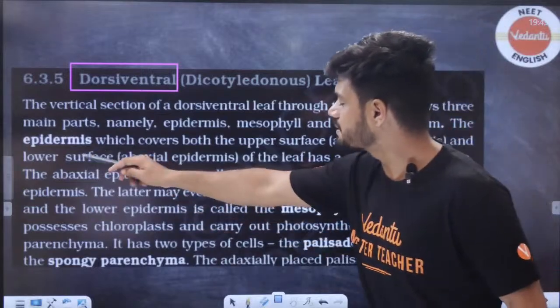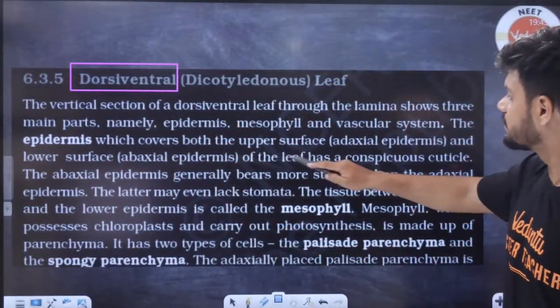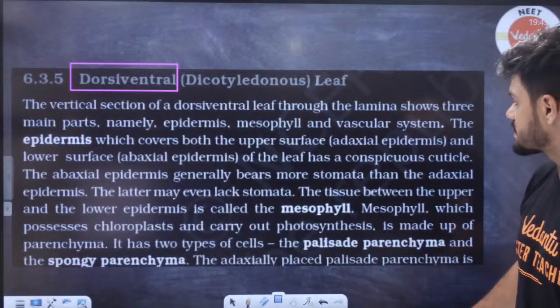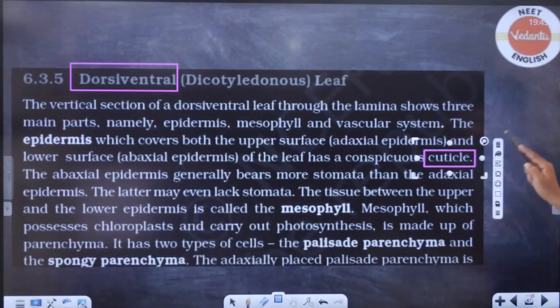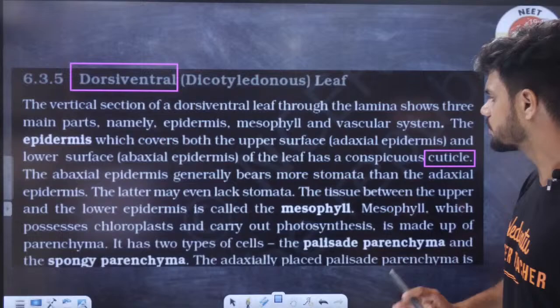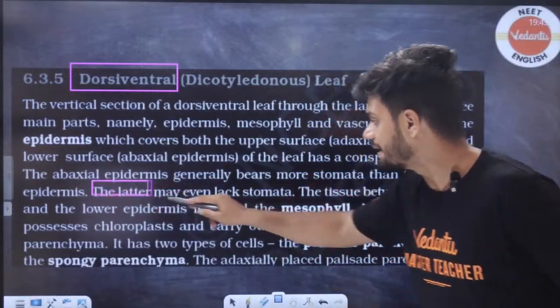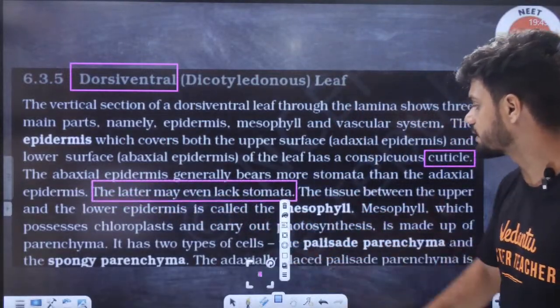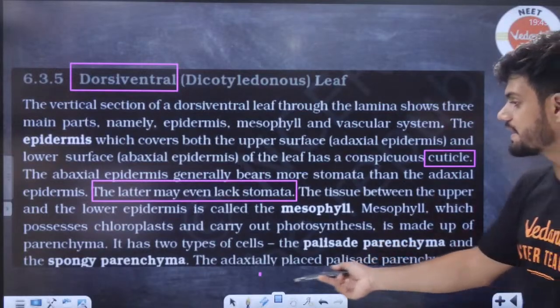Epidermis: there are two epidermal layers, upper epidermis and lower epidermis. Cuticle is present. Yes, cuticle is present. Sunscreen we need. See, the lower side, even the upper side, may lack stomata because of sunlight. They have mesophyll cells, palisade and spongy.